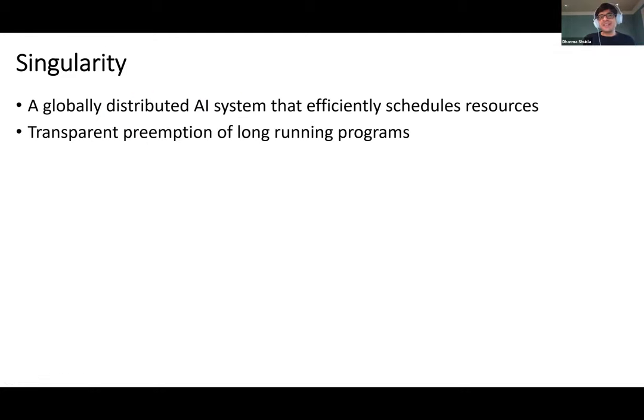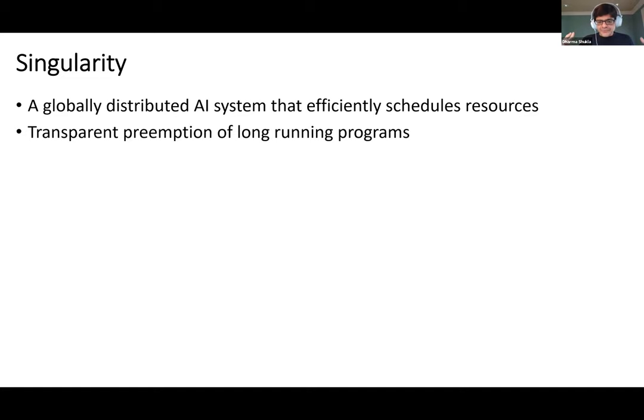Let me switch gears and talk about the system that I'm working on currently for the past year or so. This is a globally distributed AI system that efficiently schedules resources, and it relies on transparent preemption of long-running programs or jobs. This is a distributed scheduler, and it is capable of transparently preempting any program at any point in time without requiring any cooperation from the users or the programmers.